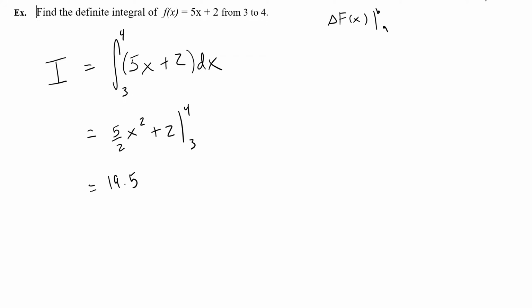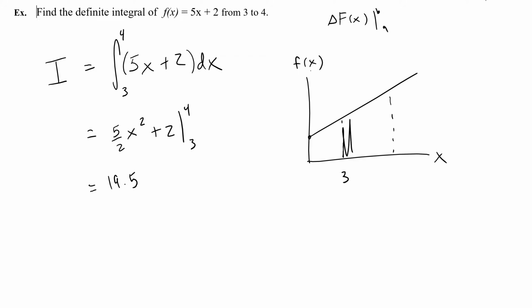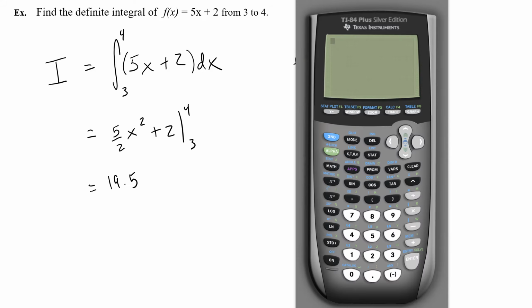Let's remember that really what we're doing here is we are taking f of x, which would be a line that starts at 2 and has a positive slope, and we are finding the area from 3 to 4. And we are saying that this area represents 19.5. Well, if you use your graphing calculator, you can go to y equals, plug in 5x plus 2, graph it.